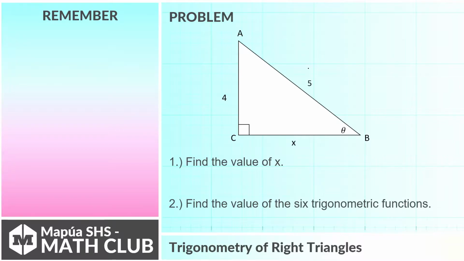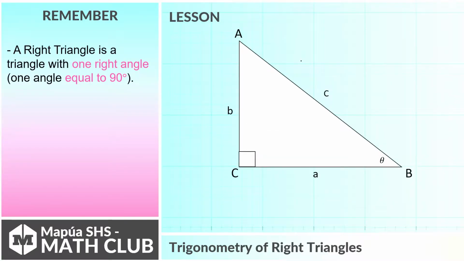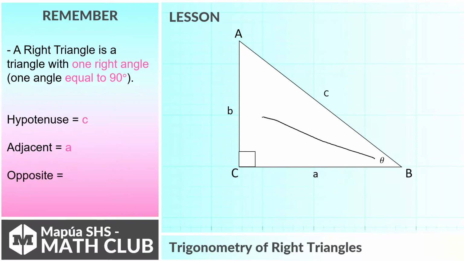Here we have a right triangle defined as a triangle with one right angle or one angle equal to 90 degrees. Then the hypotenuse is the longest side of the right triangle, which is side C right here. Next is the adjacent. It is the side next to the given angle. Since the given angle here is at angle B, the adjacent is at side A. Lastly, the opposite is the side opposite or across the given angle, side B right here.